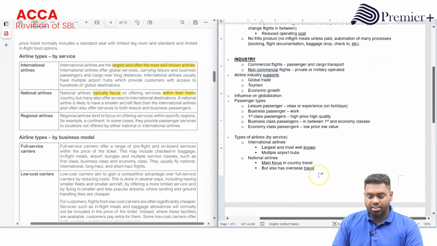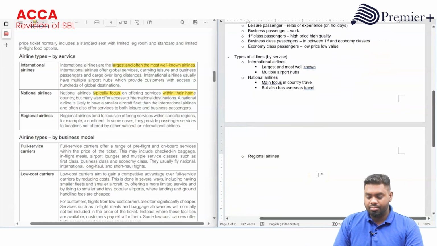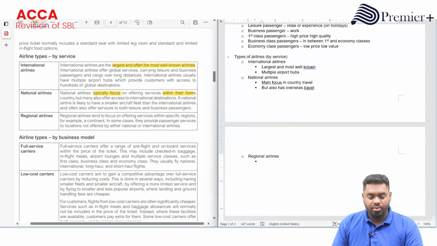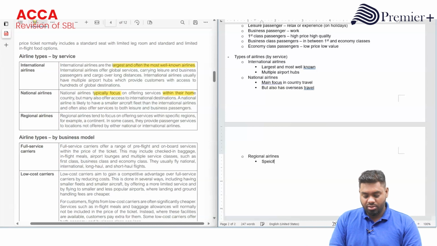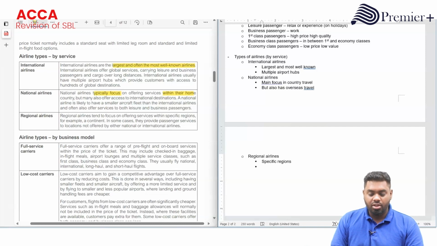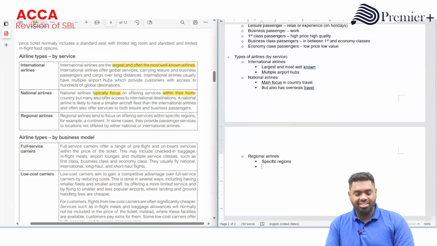Good. Next is regional airlines. Regional airlines tend to focus on offering services within specific regions, for example, a continent. In some cases, they provide passenger services to locations not offered by either national or international airlines.